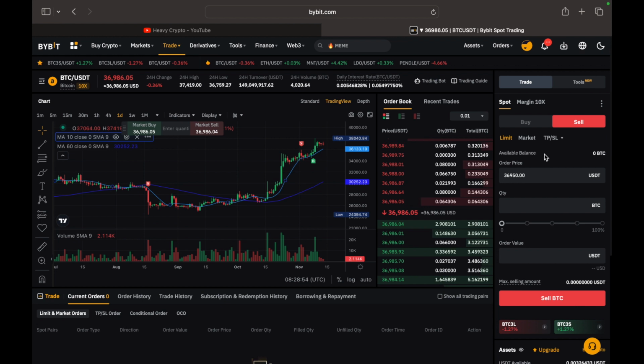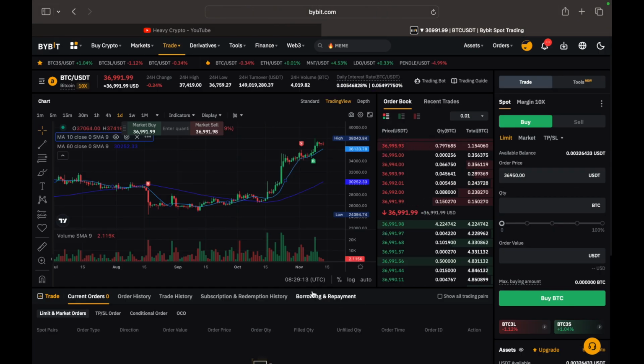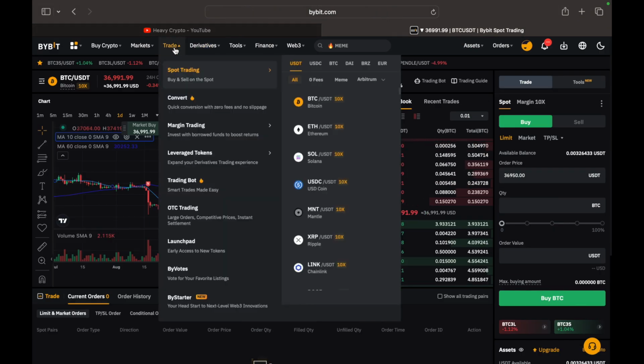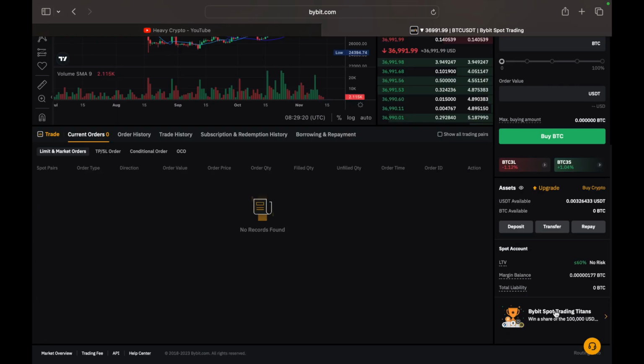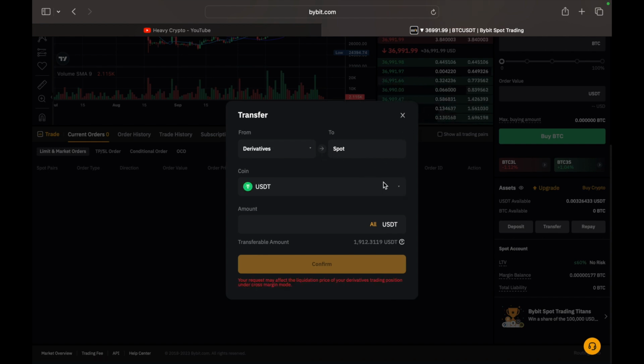So I don't have any Bitcoin right now. That's why right here it says available balance 0 BTC. But I have some USDT in my account, and that USDT is under my derivatives account. So I'm just gonna go ahead and transfer some USDT right now to my spot trading account, because this is spot trading. Remember, we have derivatives trading and spot trading sections. So I'm gonna scroll down and transfer right now real quick. And this is exactly how you transfer money from derivatives to spot trading, so that you can buy Bitcoin on spot trading.